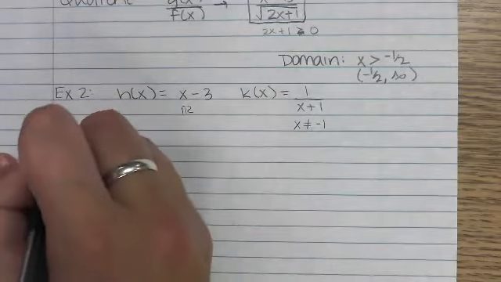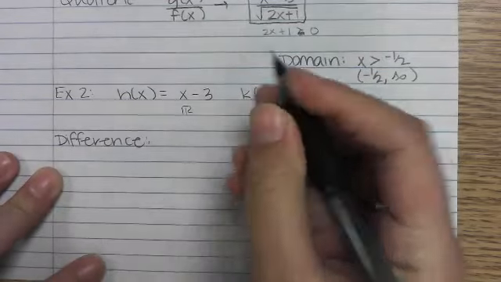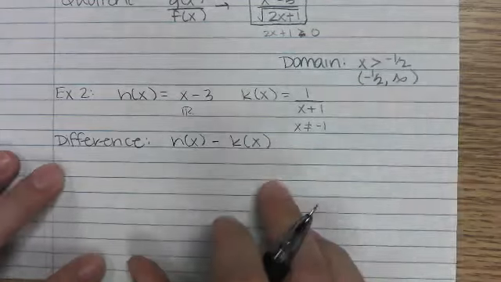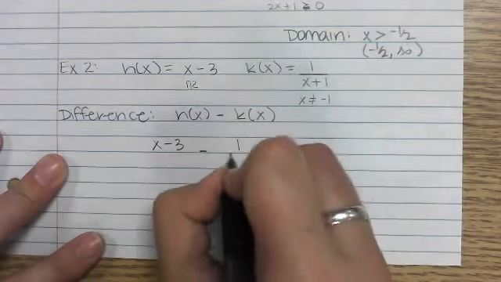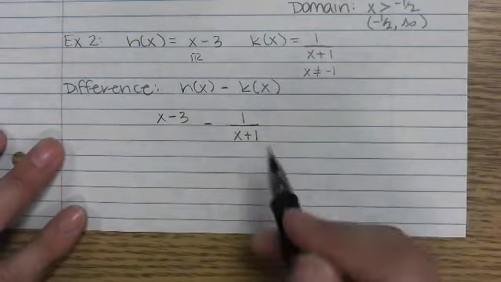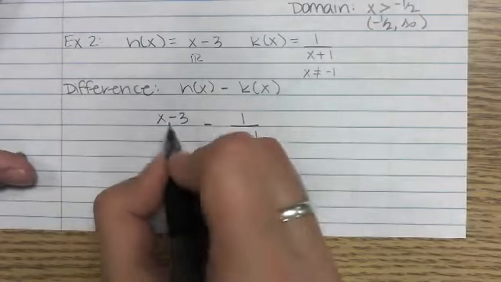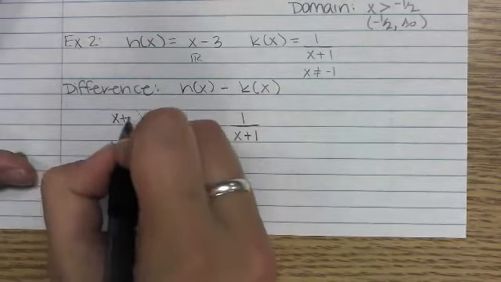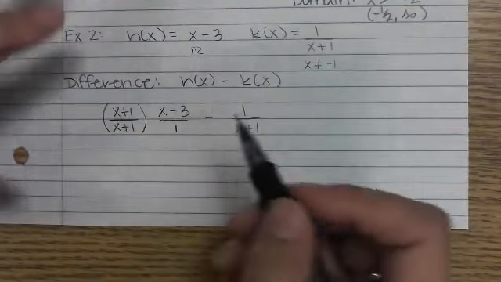Alright, so the first one we're going to find here is the difference. And I'm going to have us do h of x take away k of x. So that means we're going to do x minus 3, and we are subtracting 1 over x plus 1. And this might be bringing back all sorts of terrible memories, because if you're thinking it through, we can combine these. We just have to get a common denominator. So currently this is over a 1. And so I'm going to multiply it by x plus 1 on the top and x plus 1 on the bottom to get that common denominator.